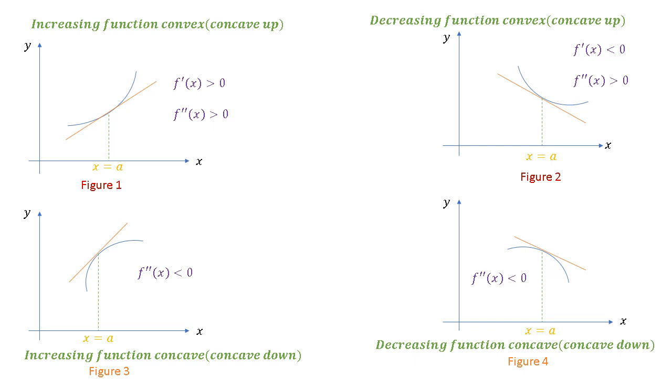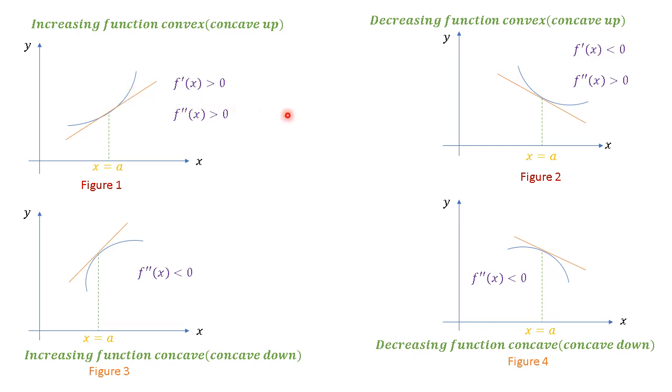See figure 1. Here in figure 1, this is our given curve y is equal to f of x. If you draw a tangent line at any point on the curve, you will find that the tangent line lies below the graph. The concave up graph lies above them, isn't it?